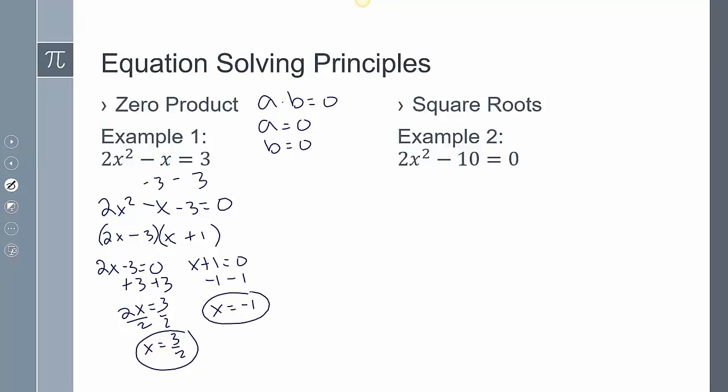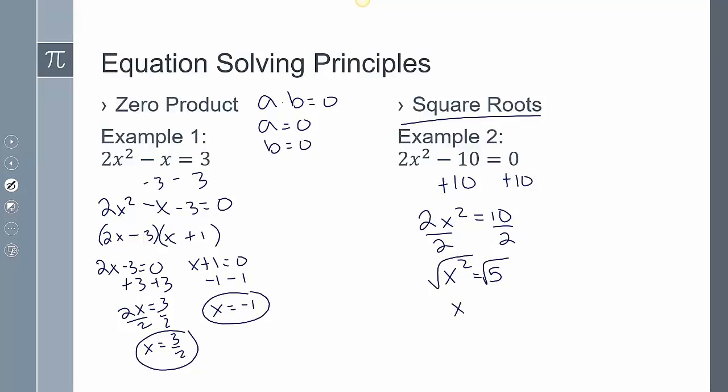Now example 2, this was the second way that we learned, is the square root method. Here you would get the x squared portion by itself, and so I'd get 2x squared equals 10, divide everything by 2, and so I get x squared equals 5. Then I can take the square root of both sides, and I get x equals plus or minus the square root of 5, which would be my answer.